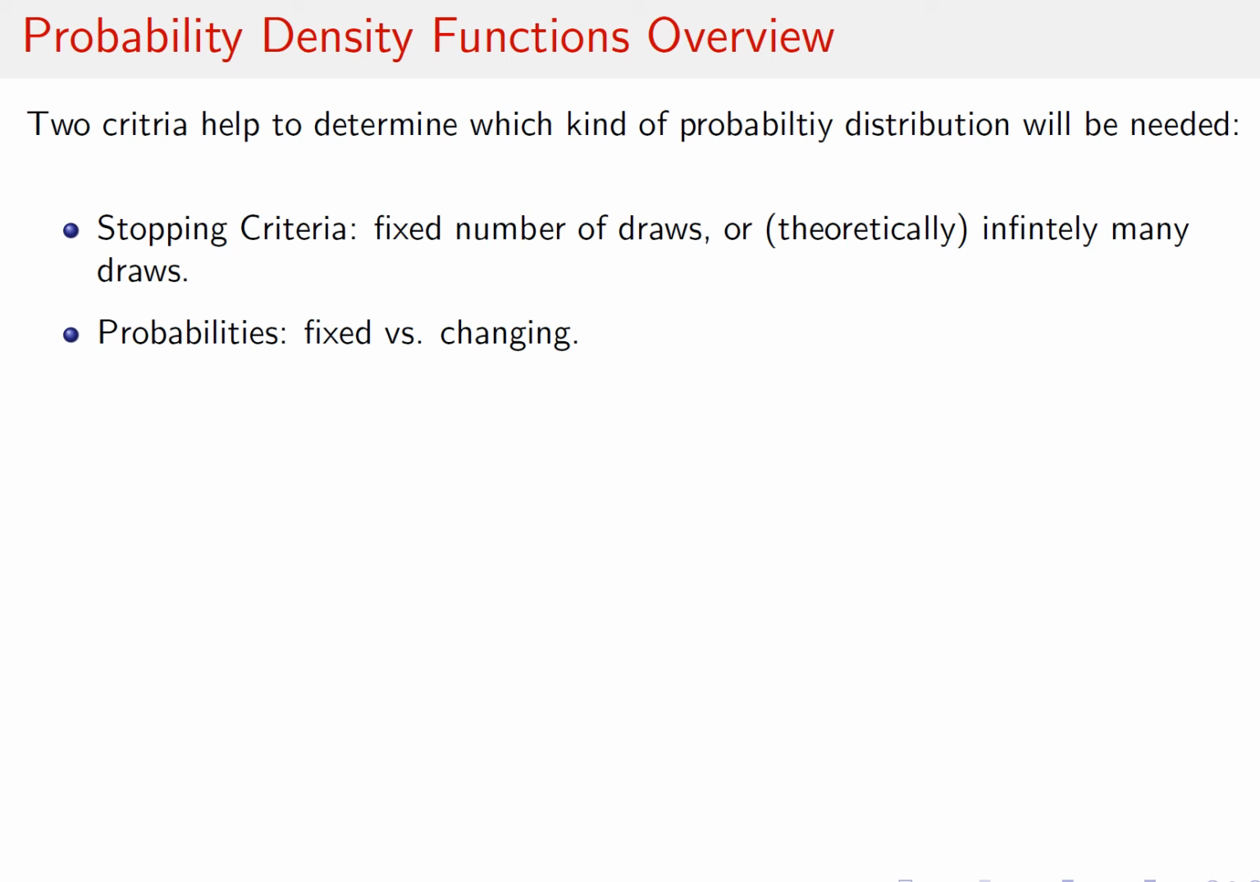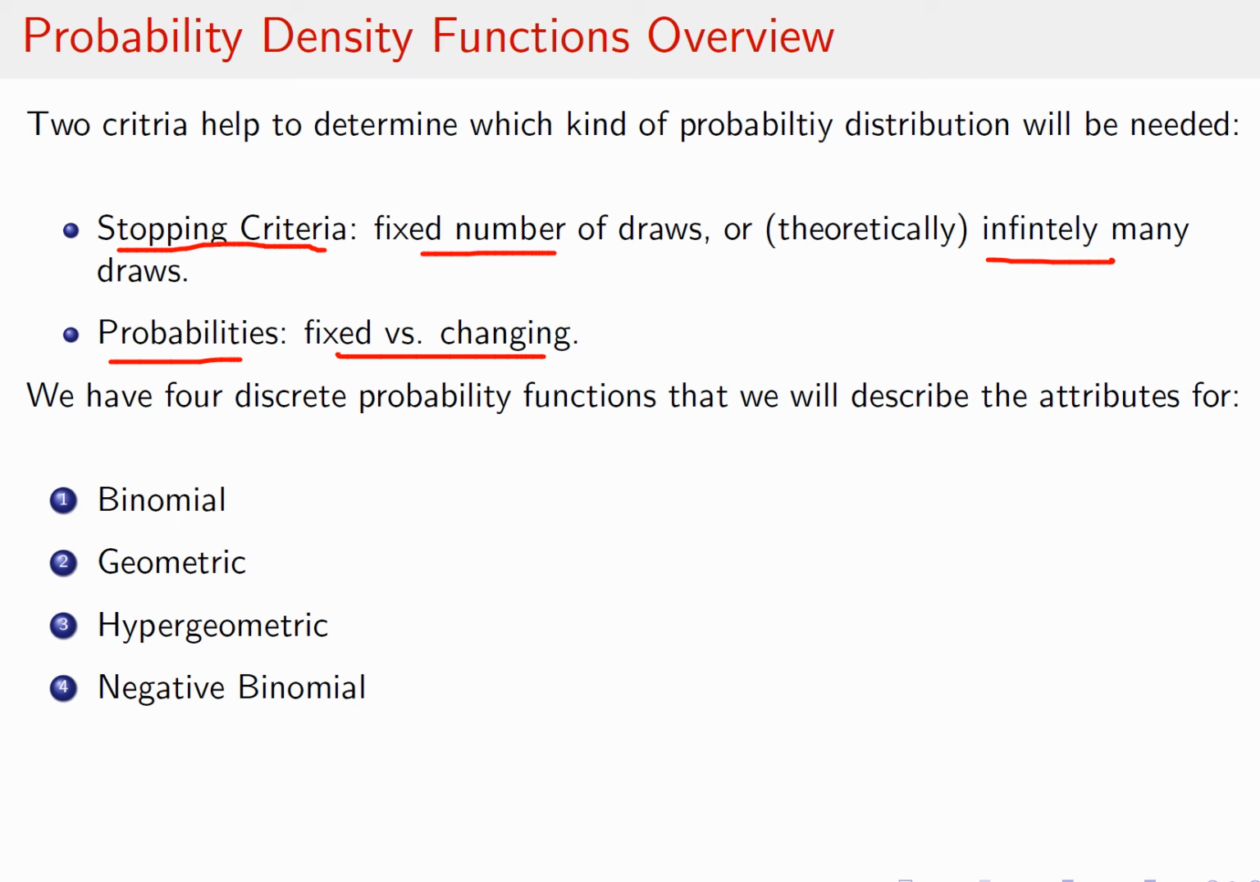I want to focus you on two ideas, right? First, what's the stopping criteria for the probability scenario? Is there a fixed number of draws, or is there a possibly infinite number of draws that could happen? And then the probabilities themselves could either be fixed or changing. Based on these criteria, we're going to narrow down which probability distributions could be in play and help us make the right choice. So again, we're talking about the binomial, geometric, hypergeometric, and negative binomial distributions.